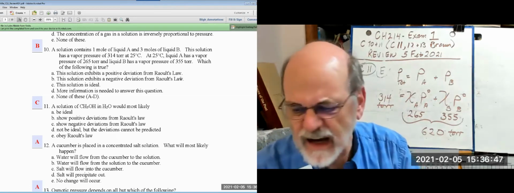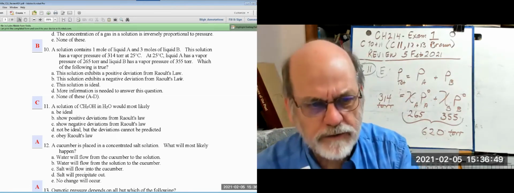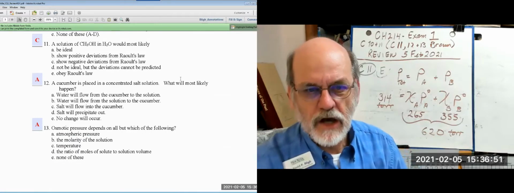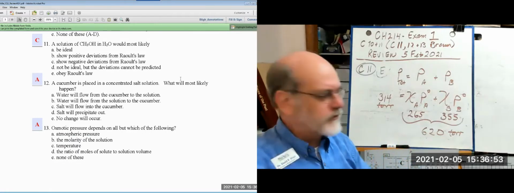Okay, let's see, what's next? 12. A cucumber is placed in a concentrated salt solution.